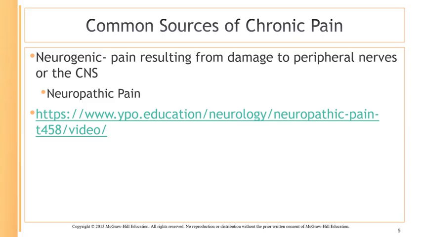Neurogenic pain results from damage to peripheral nerves or the central nervous system. Neuropathic pain is a type of neurogenic pain. It can happen if your nervous system is damaged or is not working properly. So you could feel pain from various levels of the nervous system, but together the spinal cord and the brain are known as the central nervous system. And so damaged nerve fibers that send the wrong signals to pain centers can cause nerve function to change at the site of nerve damage, as well as areas in the central nervous system.